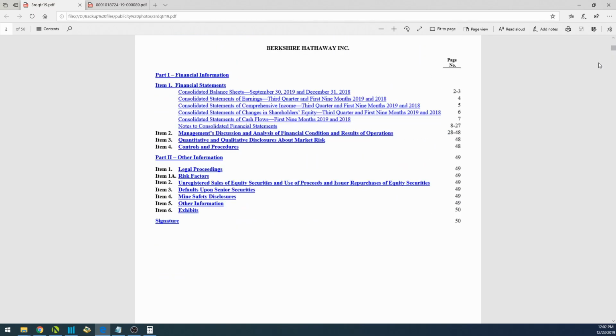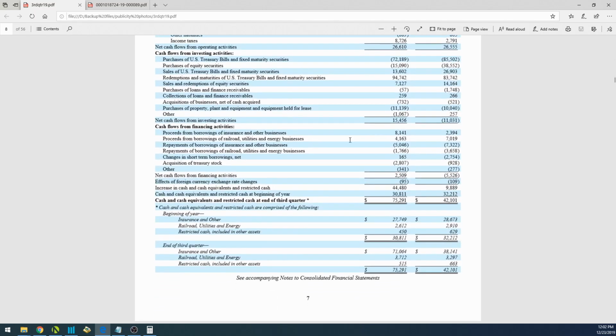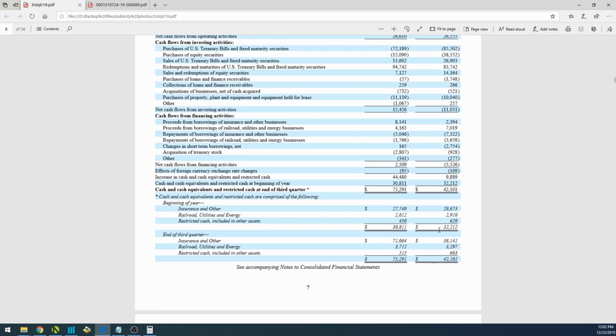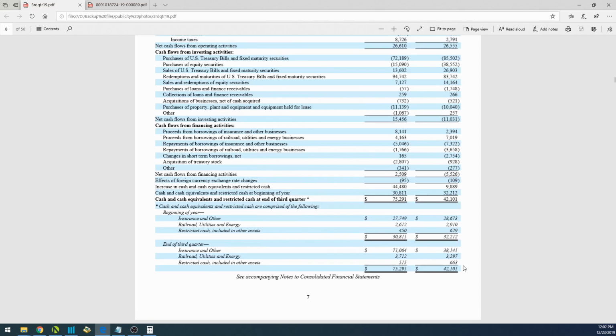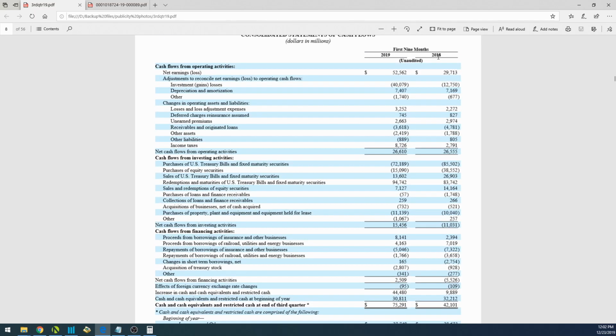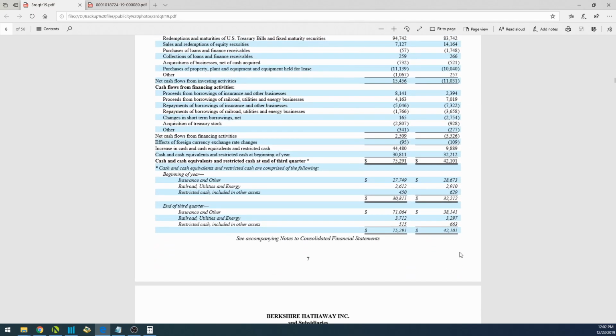Alright, so the important things of assets are done, revenue is done. Let's look at cash flow. So you can see this from here, consolidated statements of cash flow. So you click and you get teleported to here. So let's scroll up. First nine months, 2018 and 2019. You can see total cash. In 2018, it was $42 billion in total cash compared to 2019 of $75 billion.